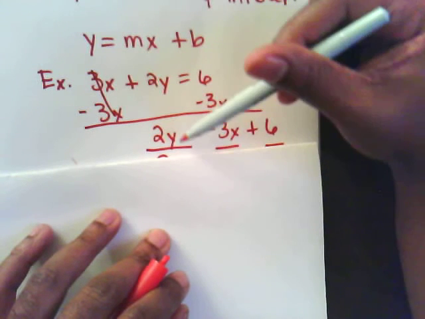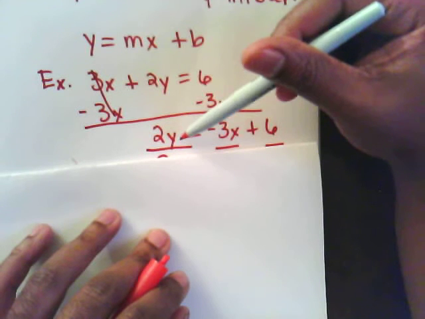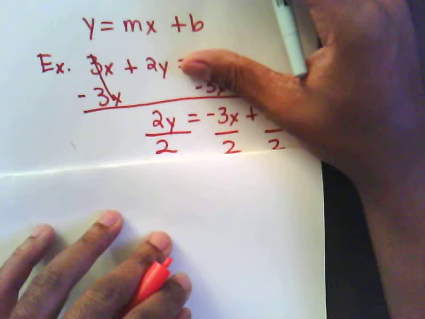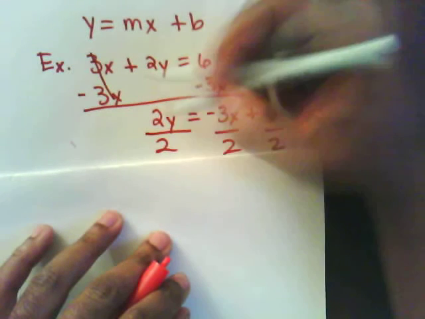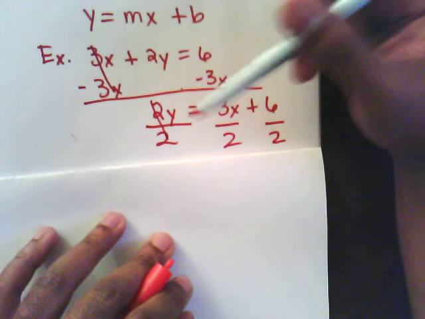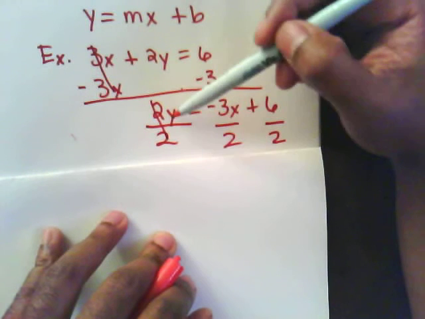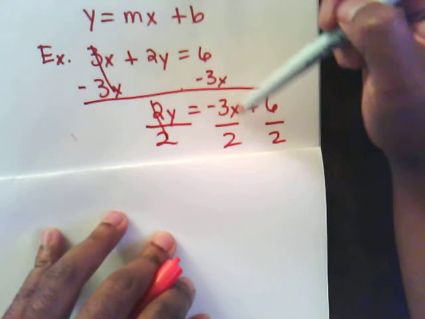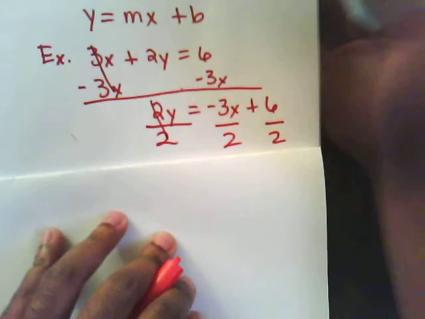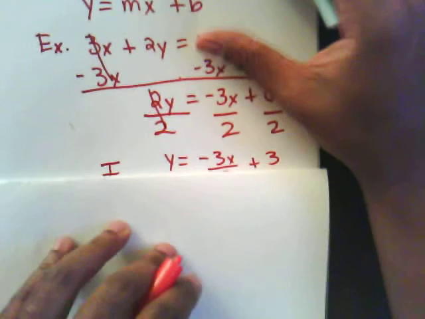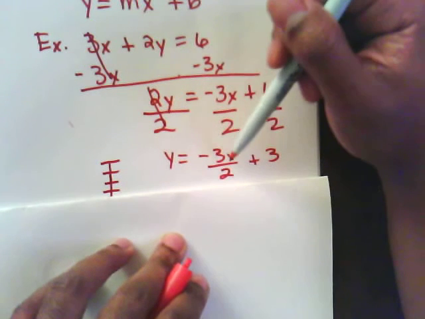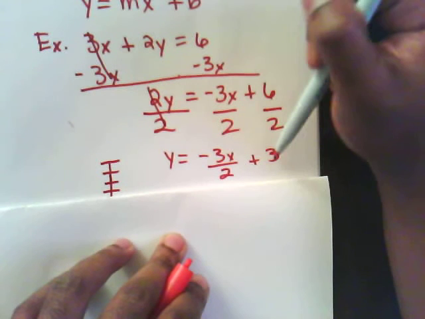Now, we still don't have y by itself. We have 2y. So to get y by itself, we're going to divide by 2. Key here is you have to divide everything by 2. So we have y by itself equals negative 3x over 2 plus 6 over 2. Now, this can be rewritten as y equals negative 3x over 2 plus 3.